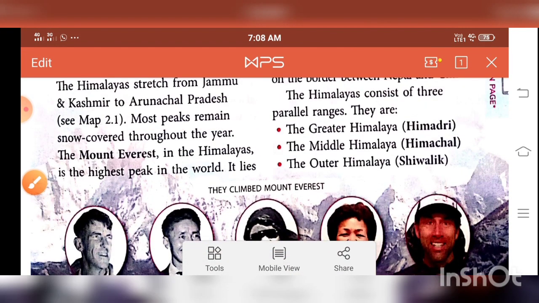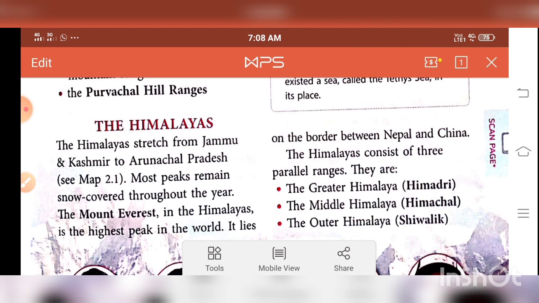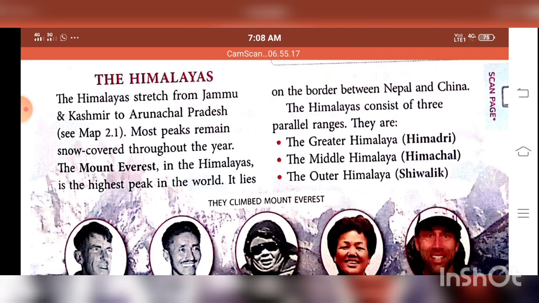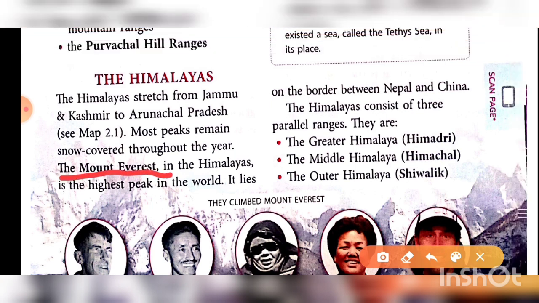Now let us come to the text once again. Most peaks remain snow covered throughout the year. In Himalayas, most of the peaks, that means choti, shikhar, these peaks, ये शिखर्स, पर्वत शिखर्स साल भर बर्फ से ढके रहती हैं. The Mount Everest in the Himalayas is the highest peak in the world. It lies on the border between Nepal and China.